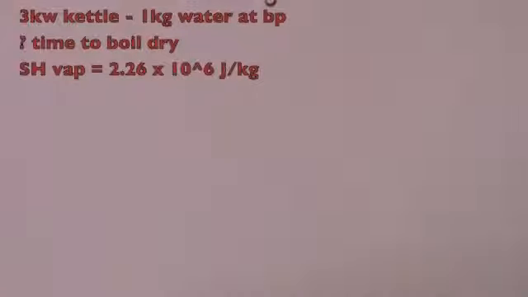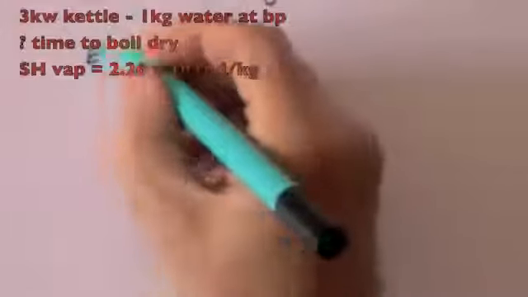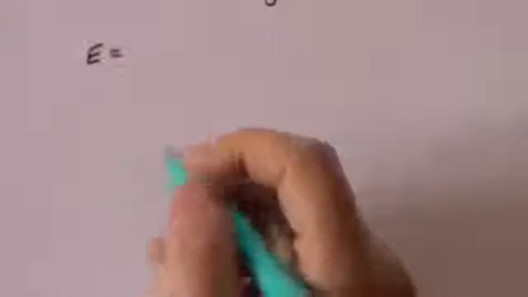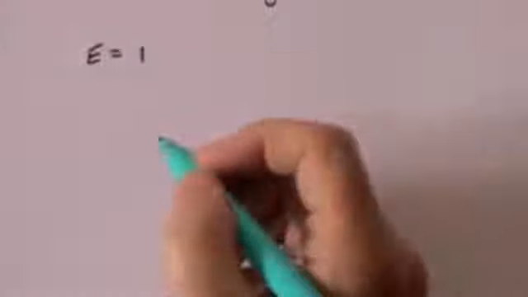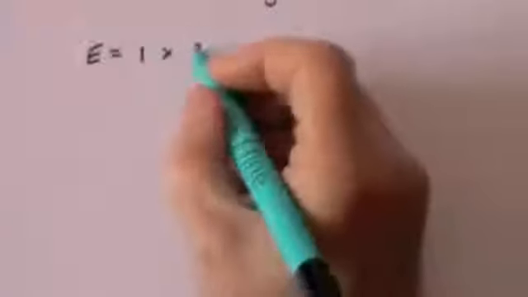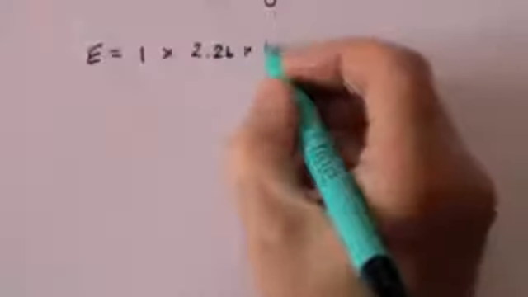Question 5. We have a 3 kilowatt kettle. It has 1 kilogram of water, and that water is already at boiling point. And the question is, how long will it take for the kettle to boil dry? We're given that the specific heat of vaporization of water is 2.26 times 10 to the 6 joules per kilogram. Well, the energy to vaporize that water will equal the mass times the specific heat. The mass was 1 kilogram, and the specific heat we were given is 2.26 times 10 to the 6. And that's going to give you the energy in joules.